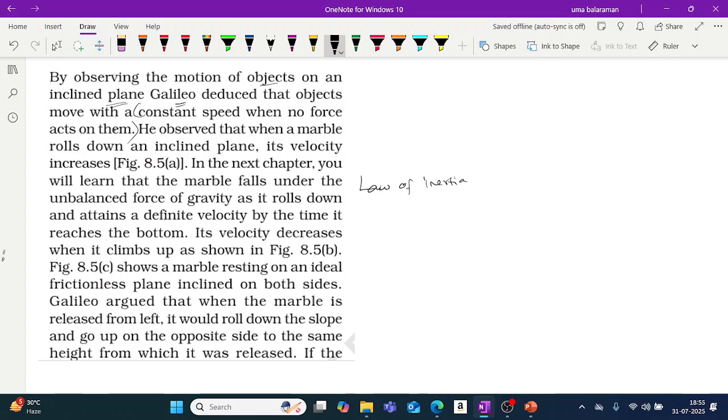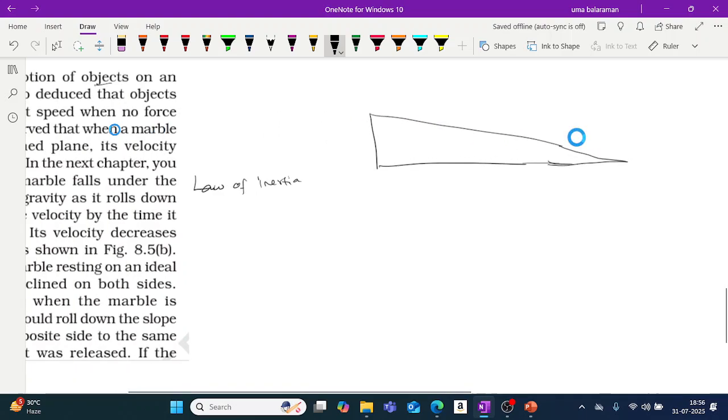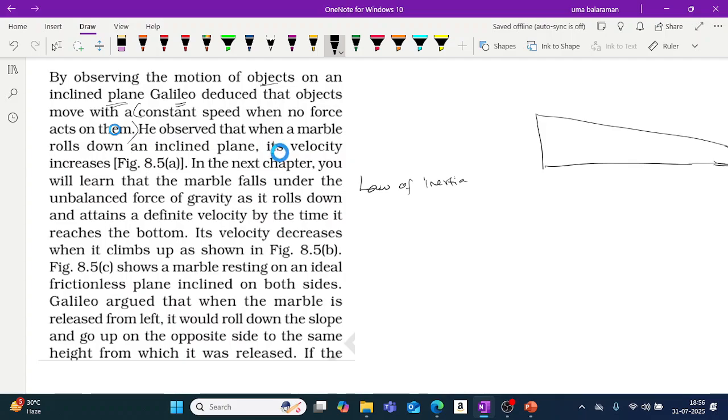So, in reality, we cannot achieve zero friction. No matter how much you try, you cannot achieve zero friction. If you take an inclined plane, a flat ramp, the friction and the slope will balance. It will keep moving forever. That's what Galileo Galilei is saying. Objects move with a constant speed when no force acts on them.